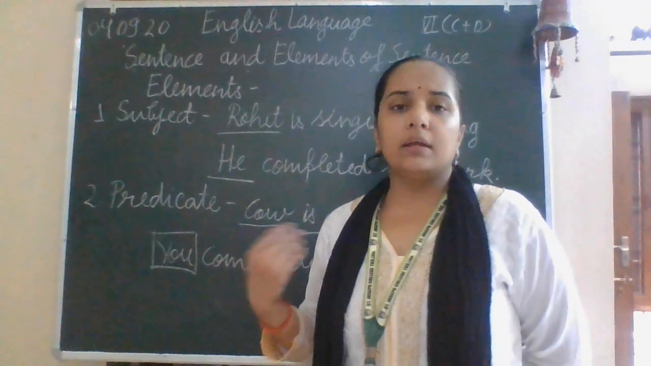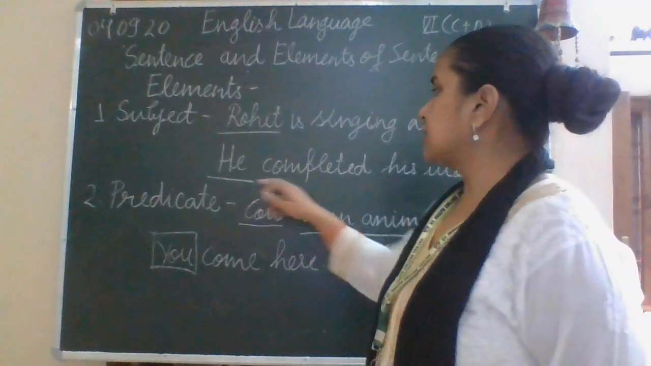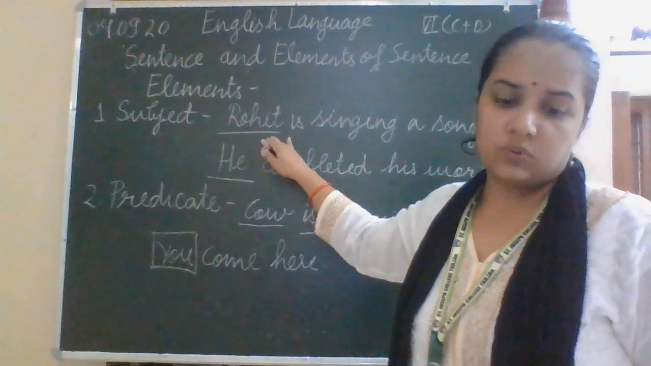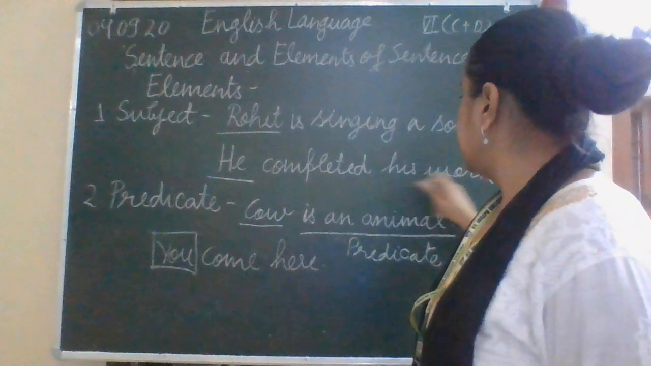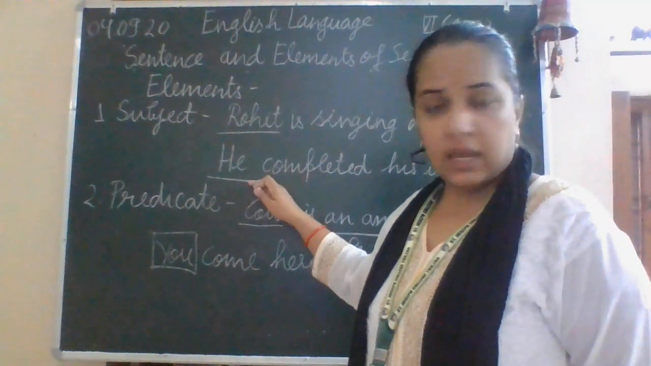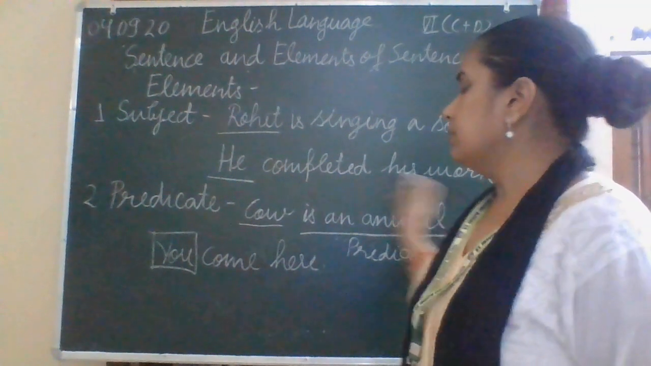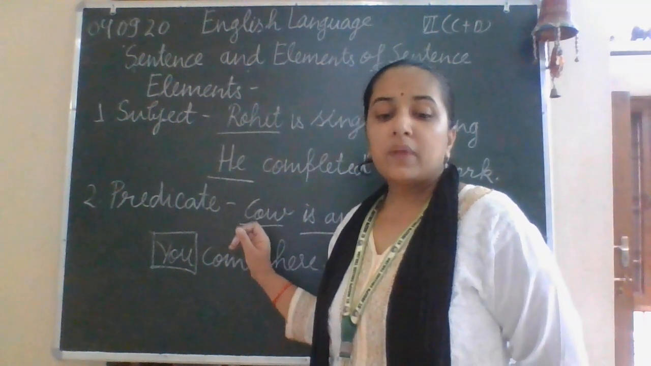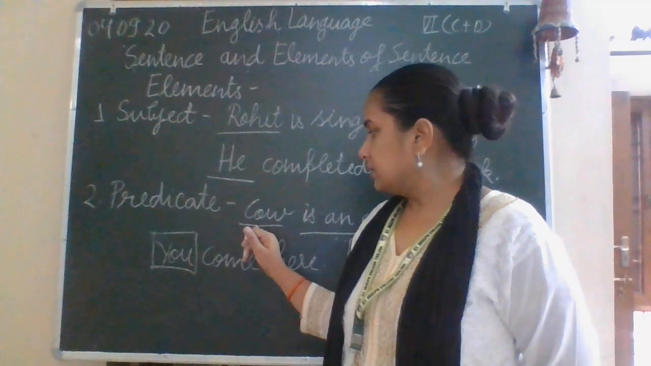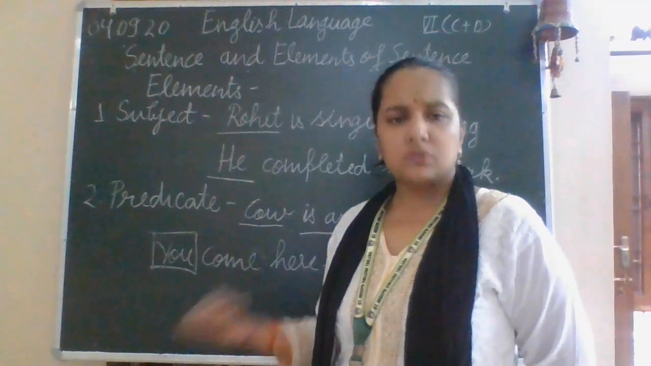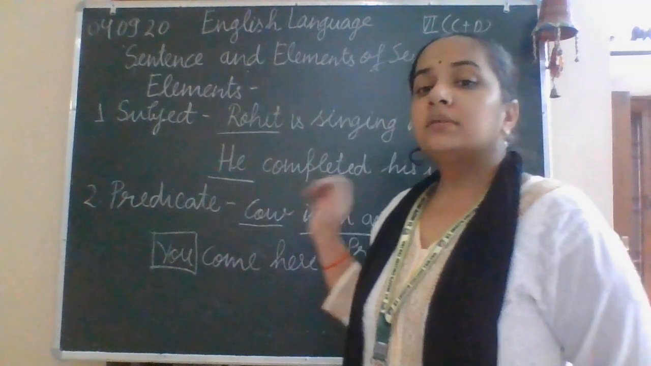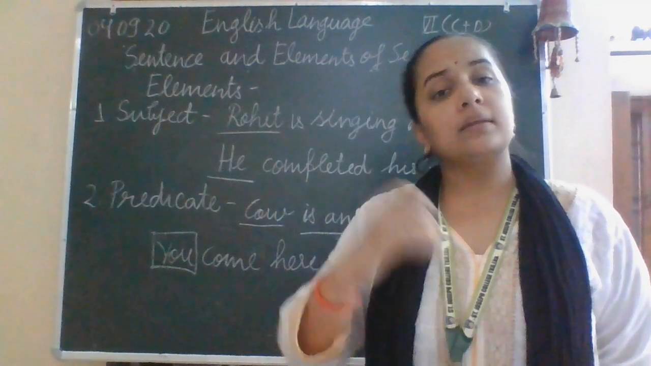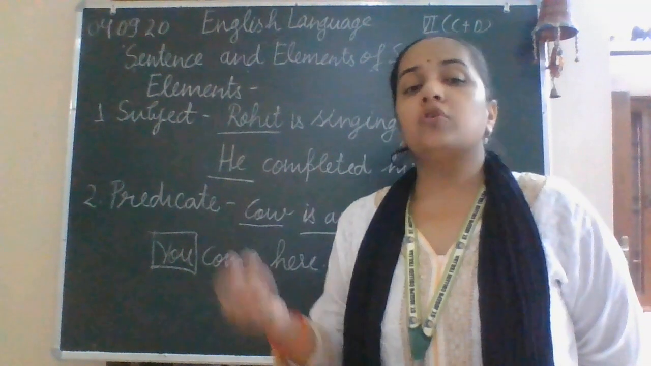And usually in sentences, the subject comes first. Like here we have discussed, Rohit is singing a song, the subject comes first. He completed his work, the subject came first. Cow is an animal, the cow is the subject of the sentence. We are talking about the cow. So in most cases, the sentence will start with the subject. First comes the subject, then the predicate of the sentence.